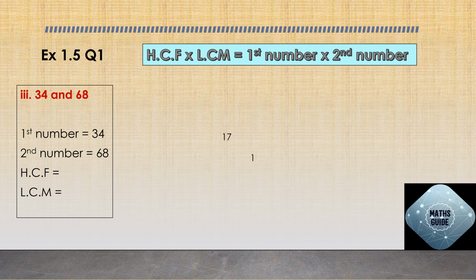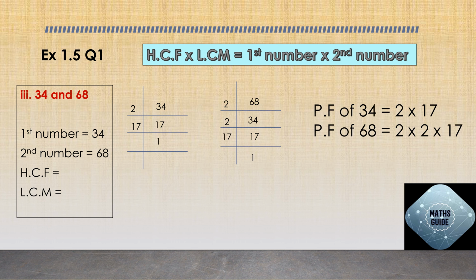This is exercise 1.5 question number 1 part 3. We have two numbers 34 and 68. First number is 34, second number is 68. First step is to find out their HCF. Second step is to find out their LCM. For this purpose, now let's find out the prime factors of these numbers.